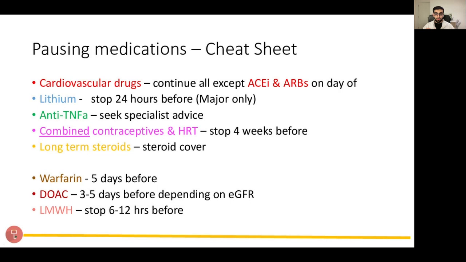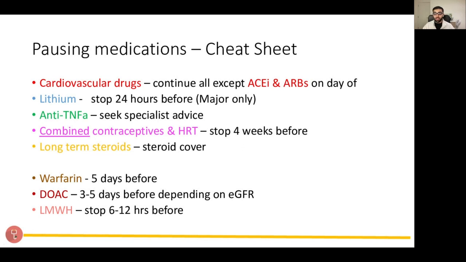Then we have combined contraceptives and hormone replacement therapies. So anything that really contains estrogen is something that you stop 4 weeks before, to reduce the risk of blood clots. Then we have steroids. A patient who's receiving long-term steroids, again, needs steroid cover, as we mentioned before.